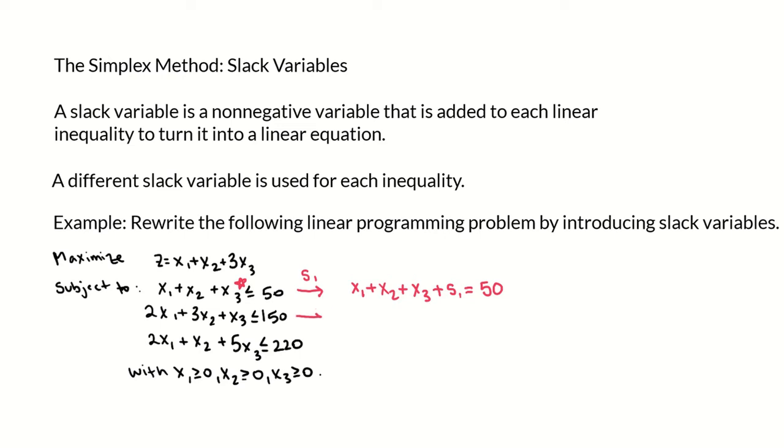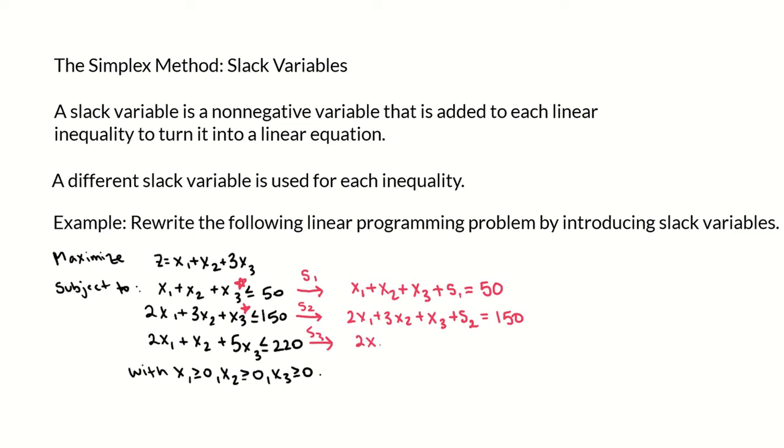For the second constraint here, 2x1 plus 3x2 plus x3, we'll add our second slack variable, s2, and change that inequality to an equals 150. And repeat with the third constraint.